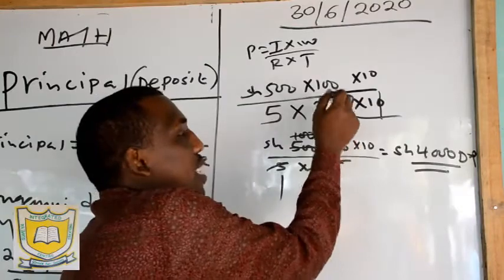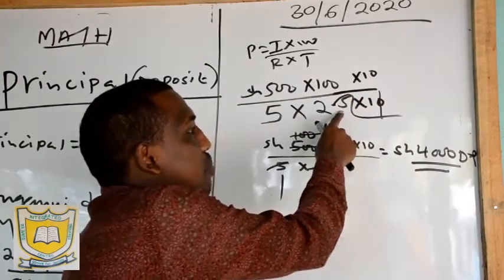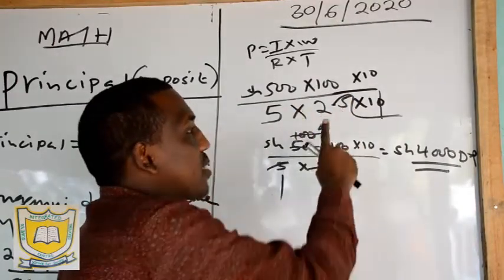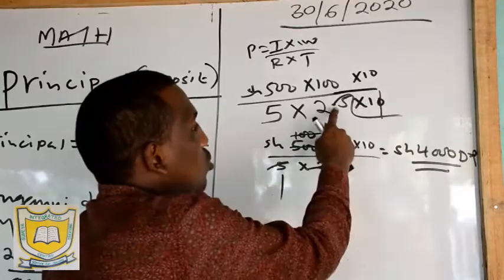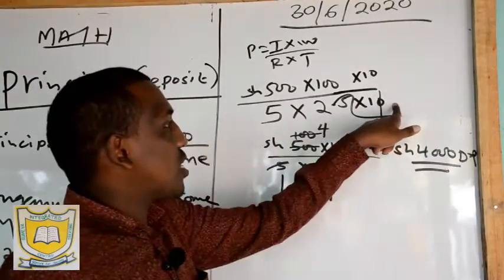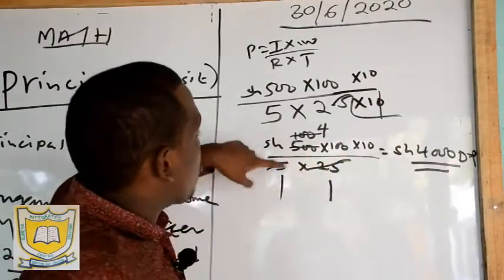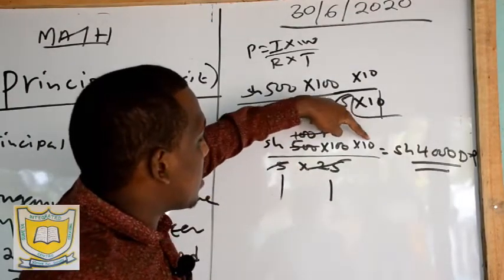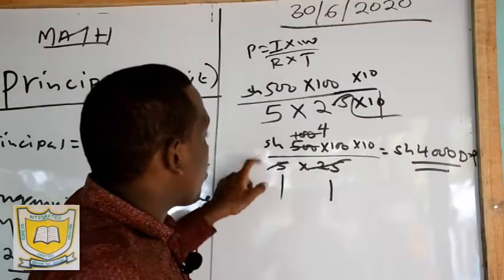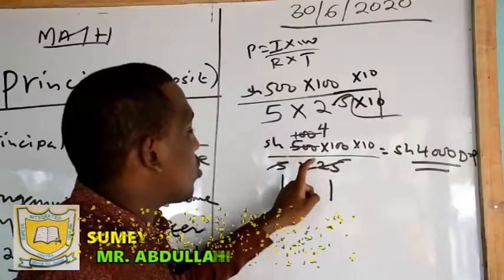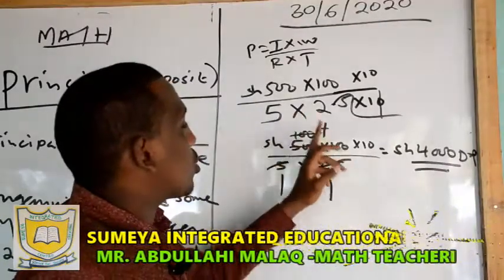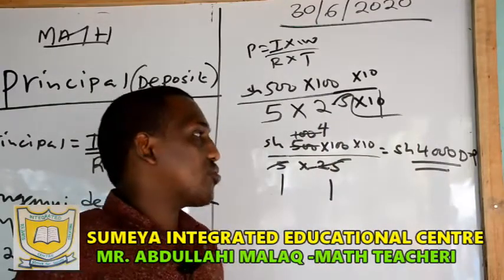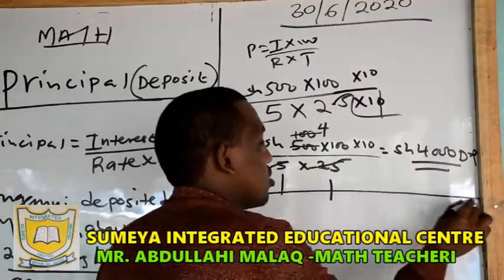Always when the denominator has a decimal, you remove it, multiply by 10. After the decimal is only one number, times 10 both sides. Cancel, the point will go outside. So we said now 500 times 100 over 5 times 25, then times 10 here. This one has gone with the decimal. By 5, 1, by 500, by 25, 1, by 25, 4. 4 times 100 times 10, you will get shillings 4,000.